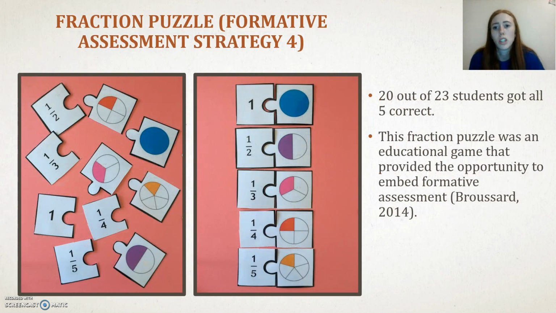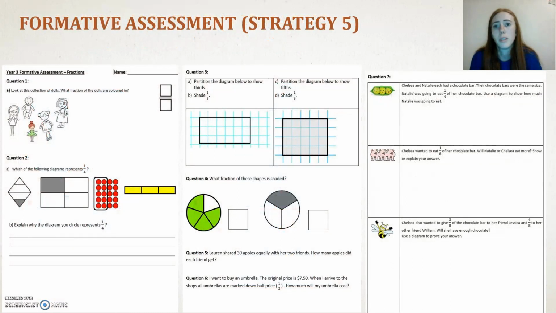Formative assessment strategy 4 was a fraction puzzle that I made up. 20 out of 23 students got all 5 correct. This fraction puzzle was an educational game that provided the opportunity to embed formative assessment. This is formative assessment strategy 5 and was the final formative assessment that the students completed.